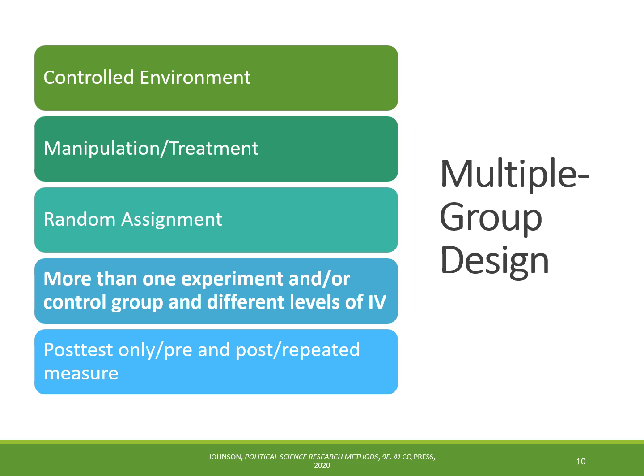But the important distinction with this one from the classical design is that there's more than one experimental group or control group and different levels of the independent variable. So instead of just giving them all coffee or all the same coffee, we're giving them 3 different levels of the coffee there.